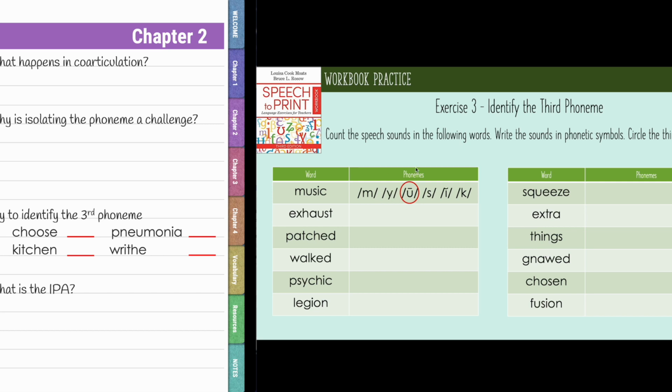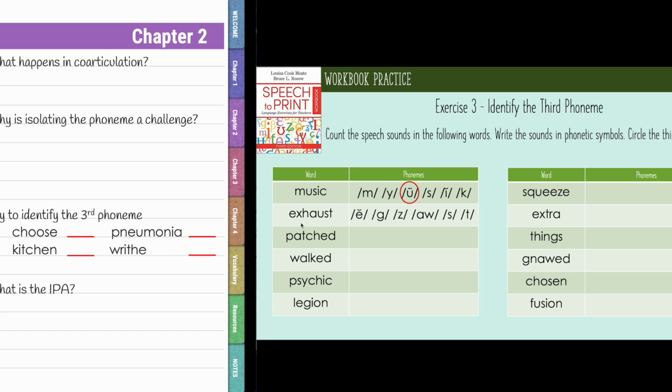Now, I would argue that if we were looking at it phonetically and how we teach it, we probably should have had m, u, s, and circled the s. I lost that argument when I talked to Louisa, but she said it does make sense why people would do that. Now, if we look at exhaust, again, we have a co-articulation emphasis of something weird happening, right?